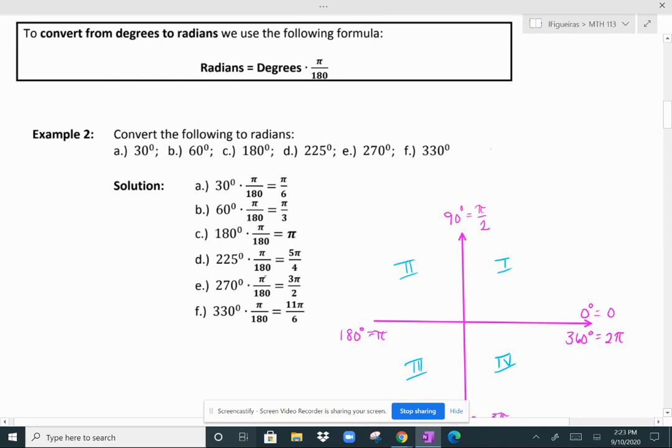225 degrees multiplied by pi over 180. These both have a common factor of 45, so 45 goes into 225 5 times, and 45 goes into 180 4 times, so you have 5 pi over 4.